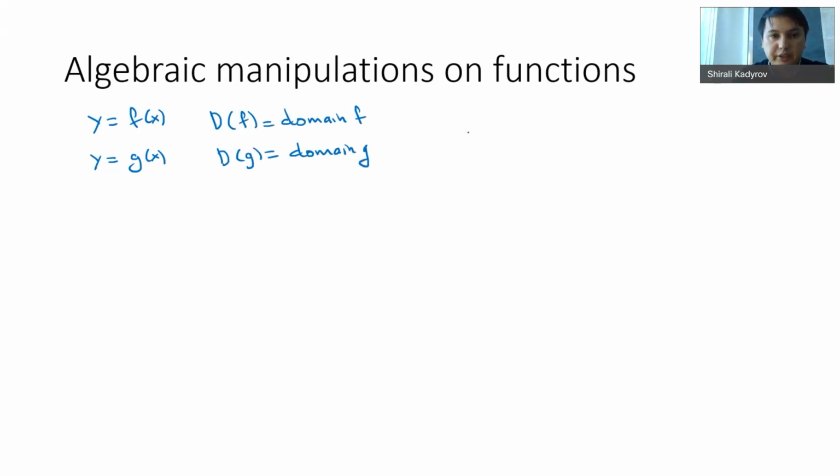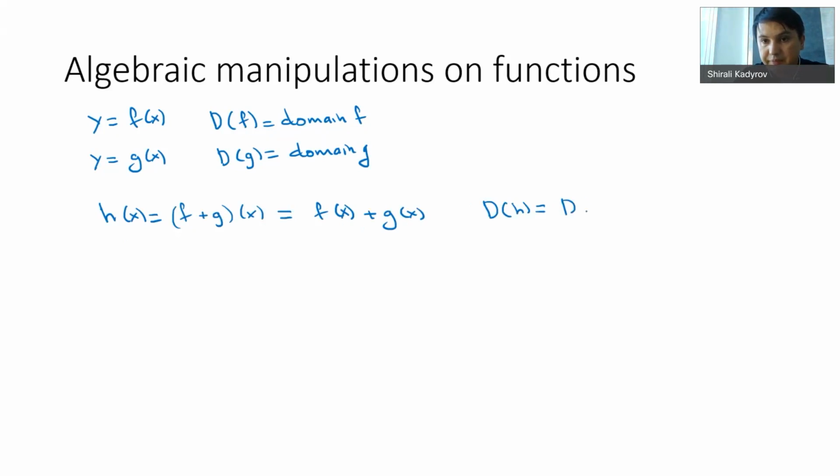So what does it mean? If you add two functions, let's call it h of x. This is f plus g of x. So this is a new function. But what does it mean? It simply means adding element-wise. You compute f of x, you compute g of x, you add. So that's it. But this h is a new function. What is the domain of this h? Well, it's the intersection of the domains.